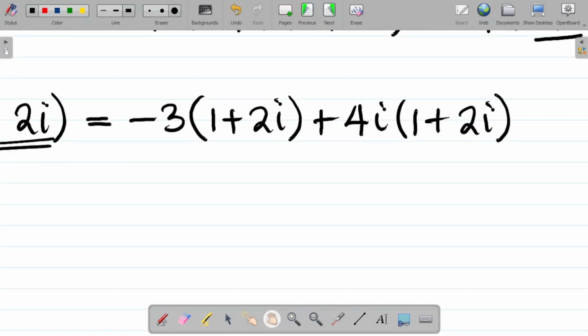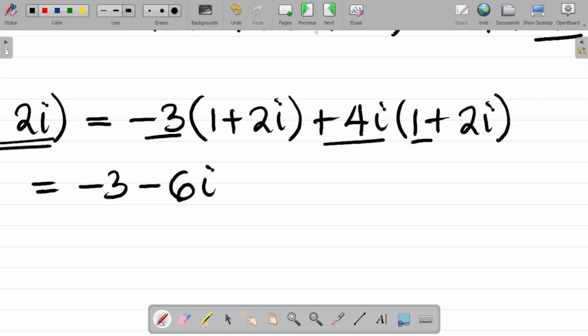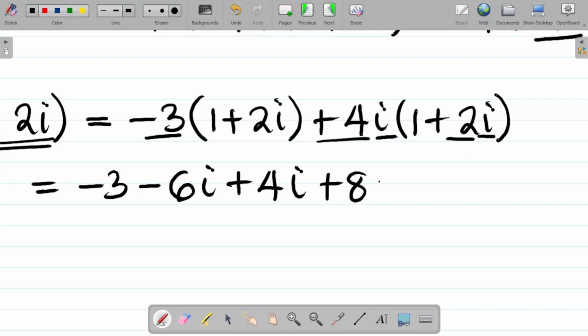In the expansion, this would be equal to minus 3 times 1, which is minus 3. So I have minus 3. Minus 3 times plus 2i: minus 3 times plus 2 is minus 6, and you add the i. Plus 4i times 1. Anything times 1 is itself, so that becomes plus 4i. Plus 4 times plus 2 gives you plus 8. Then i times i gives you i squared. So we have this term here.